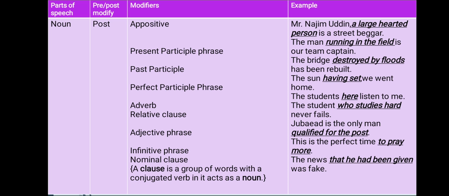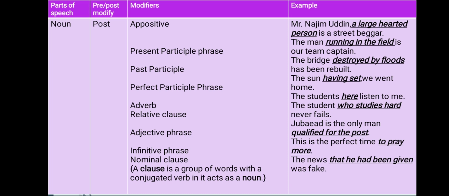Relative clause. The student who studies hard never fails. Who studies hard is the relative clause here in the sentence to post-modify the noun. Adjective phrase. Jubair is the only one qualified for the post. Qualified for the post is an adjective phrase as noun post-modifier in the sentence.